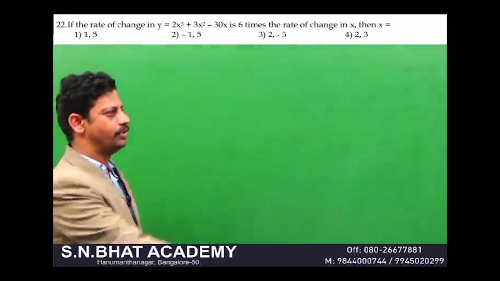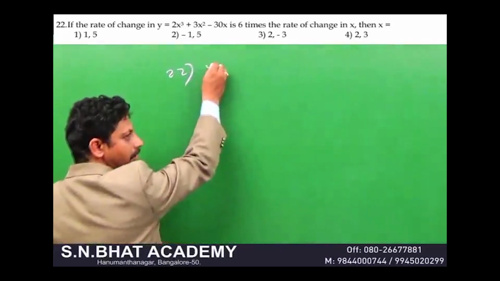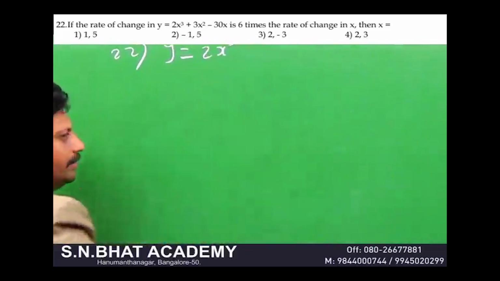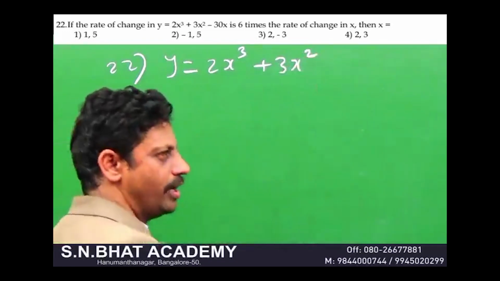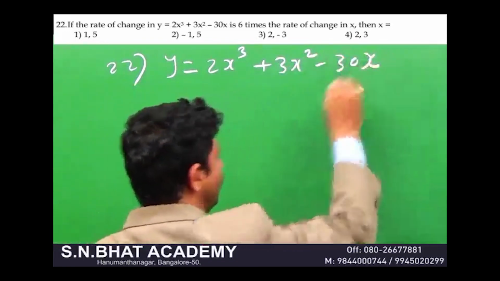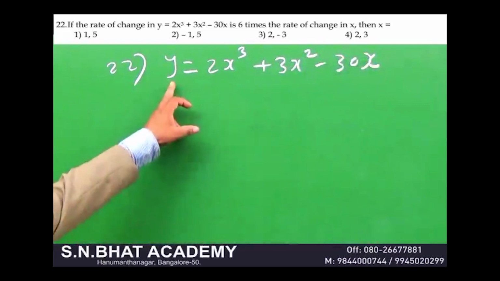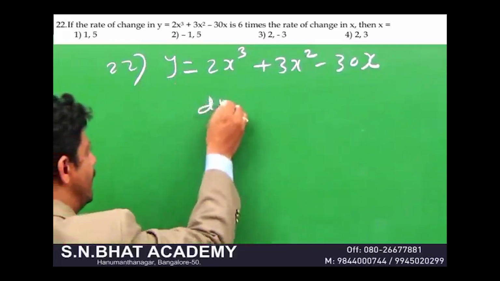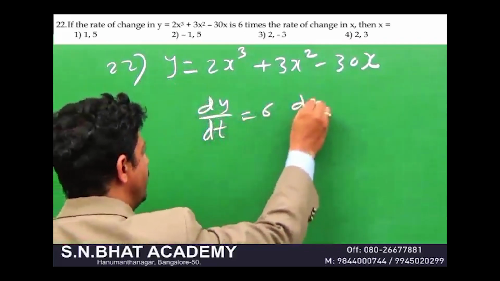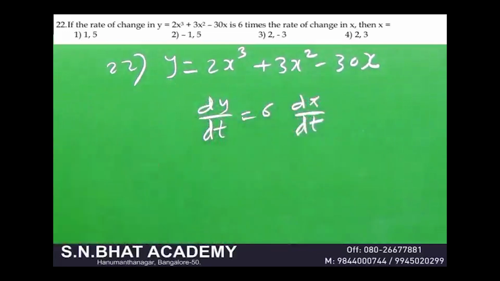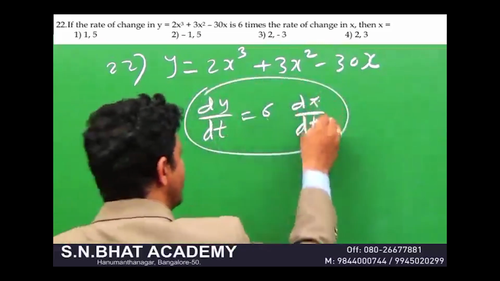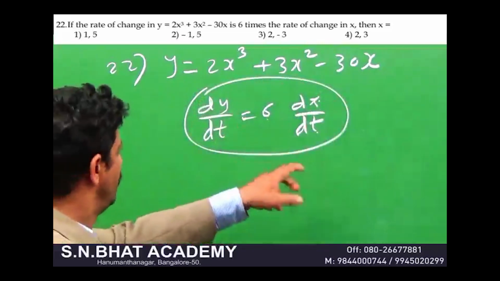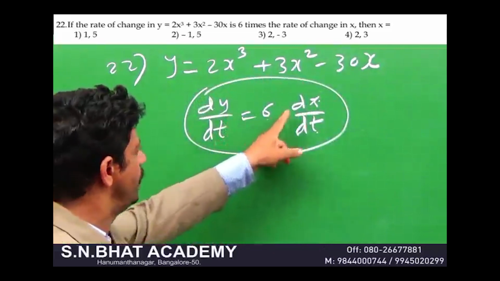We move on to question number 22. In this problem, a curve is given. It is y equal to 2x cube plus 3x square minus 30x. It is given that y changes 6 times as fast as x. That means it is given that dy by dt is equal to 6 times dx by dt. And we have to determine the value of x where this happens. For what value of x, dy by dt is 6 times dx by dt? That is the question.